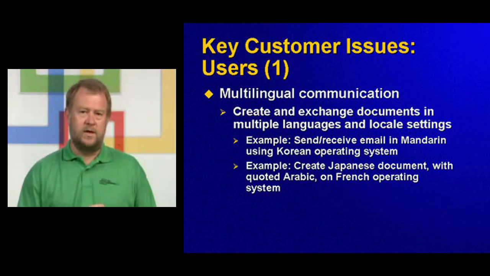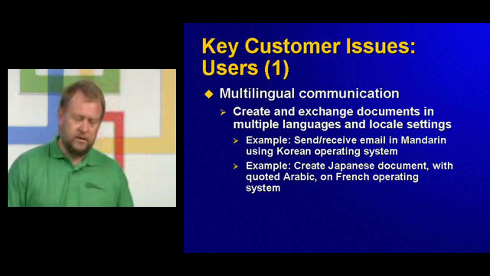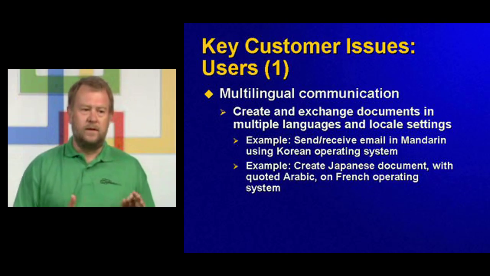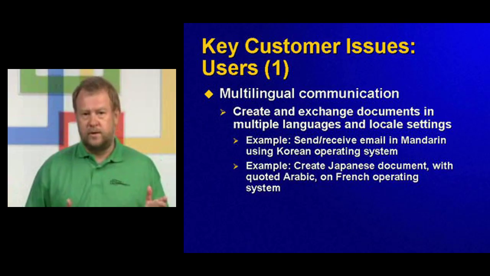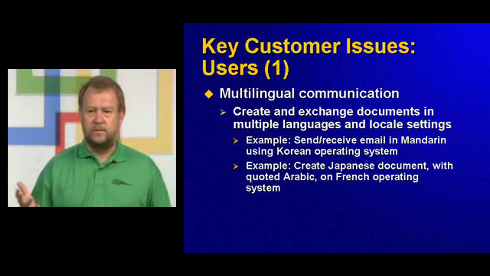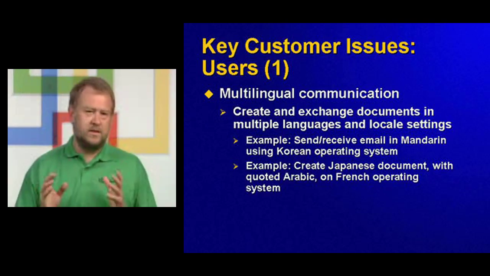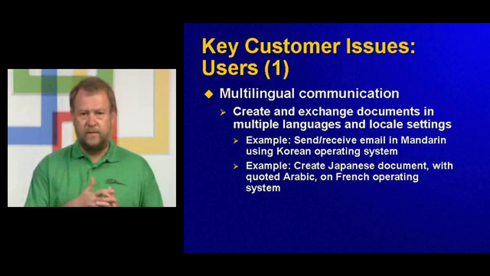As you see in this first slide, the first one is being able to create and exchange documents in various languages and with various locale settings. You'd like to be able, for example, to exchange email in maybe Mandarin Chinese when you're running on a Korean operating system or a German operating system. And in the past, that hasn't been possible. You might also want to be able to create a Japanese document and embed some Arabic or some Hebrew or something like that when running on a French operating system. So this aspect of it concentrates on creating document content in various languages.